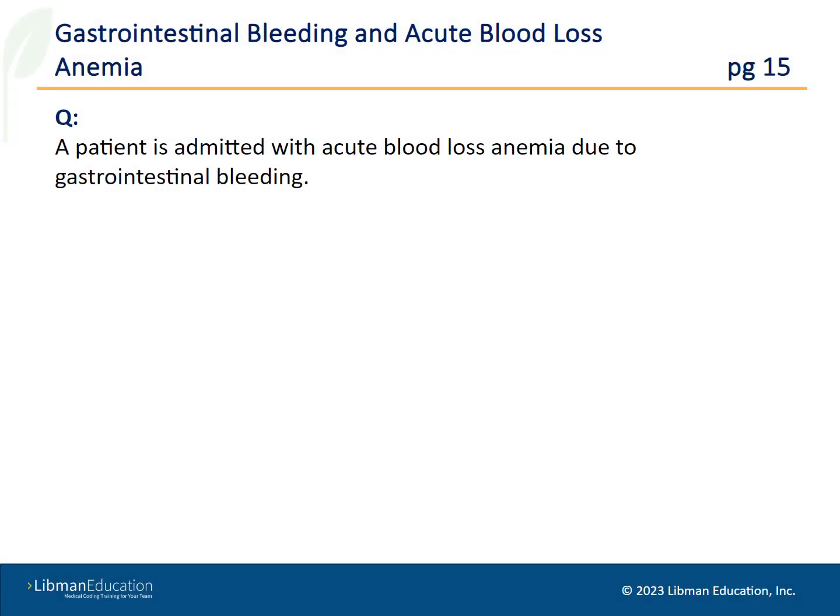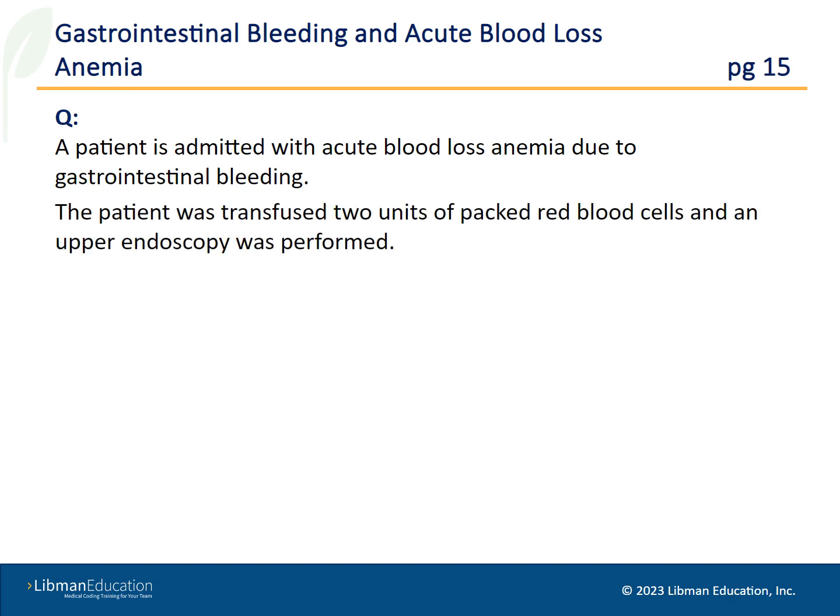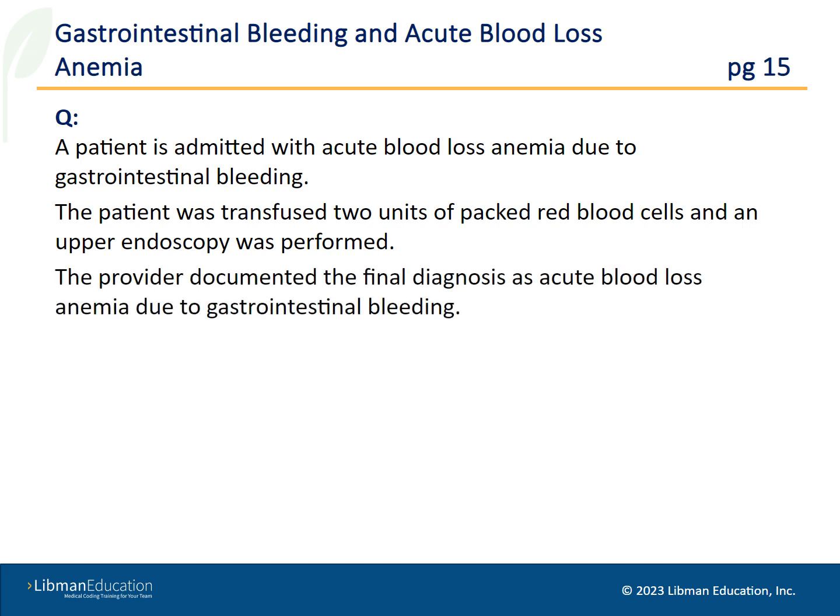In the first question, the patient is admitted with acute blood loss anemia due to gastrointestinal bleeding. The patient was transfused 2 units of packed red blood cells and an upper endoscopy was performed. The provider documented the final diagnosis as acute blood loss anemia due to gastrointestinal bleeding. Coding Clinic is asked, what is the correct sequencing of the principal diagnosis?